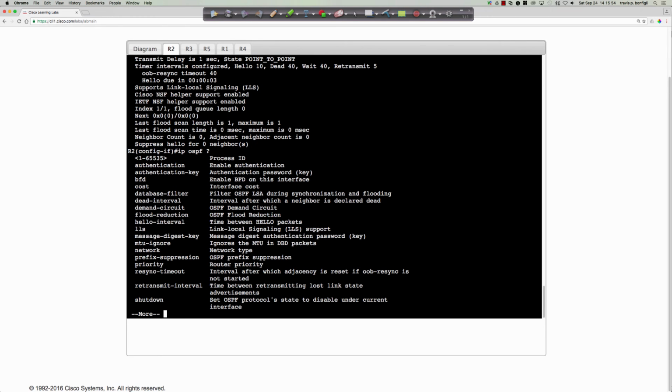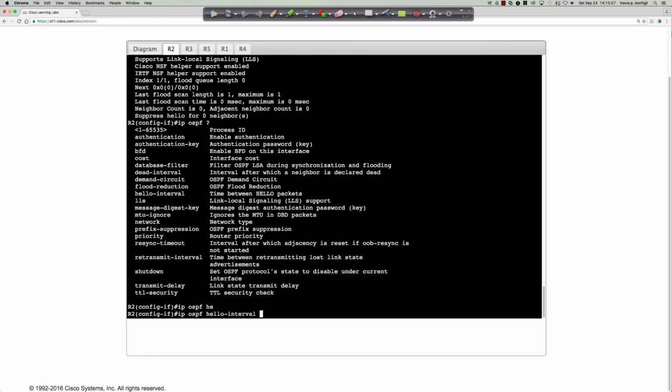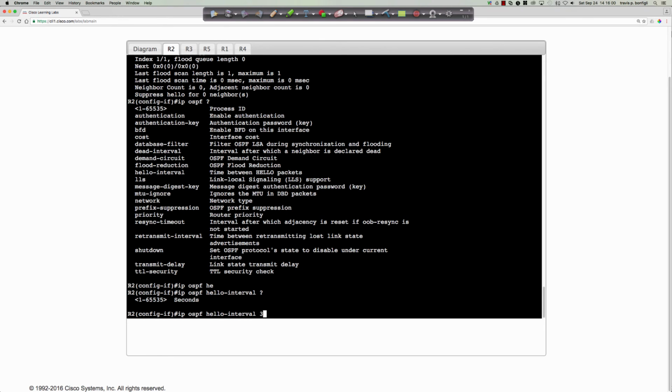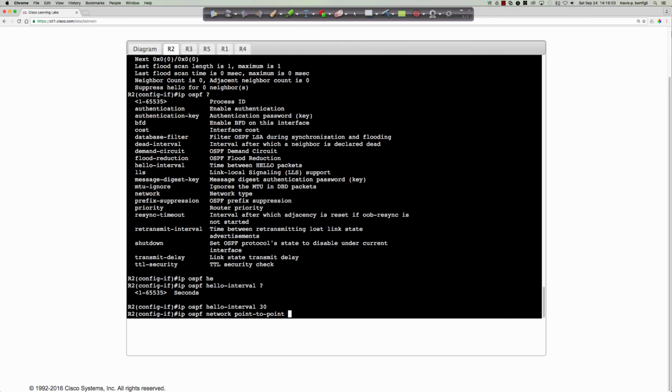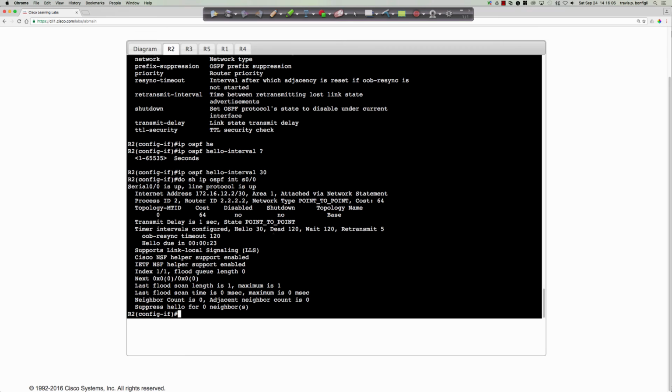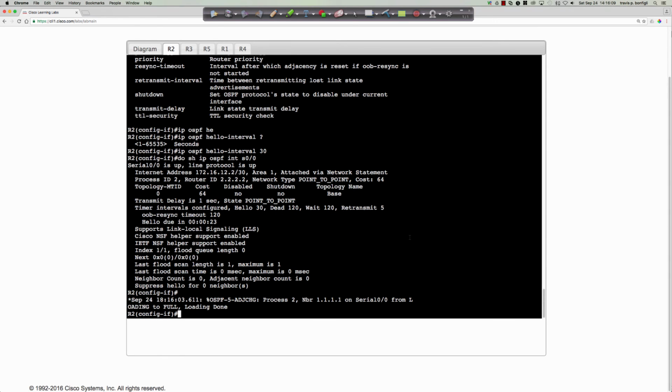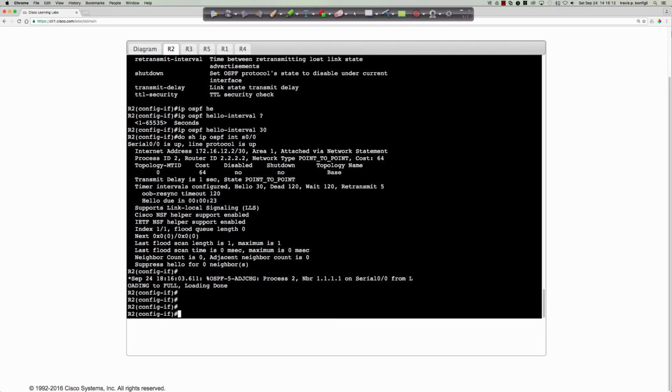IP OSPF, where are we at here? Hello interval. And we're going to change the hello interval to match the other side. So now when we look at the hello and the dead timers, take a look at that. We now have an adjacency back. So the network types in OSPF, and we saw the non-broadcast. We saw the fact that it treated the frame relay on the router 1 side as broadcast, demanding that we have to statically define that neighbor. So there is an alternative here.